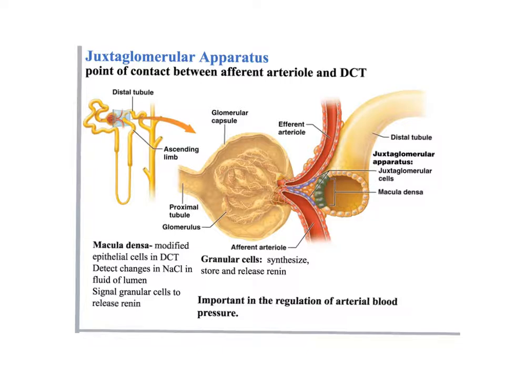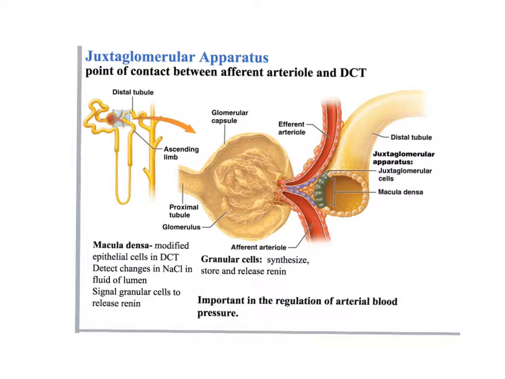If there is too much salt, what's going to happen here? What's going to happen there? Okay, so they're important in recognizing this because then they're going to alter these. They're going to talk with these cells, okay, and help regulate the filtration that's occurring. Okay, so those macula densa cells will signal granular cells within this apparatus to release renin, right? And we had renin-angiotensin-aldosterone. What does that do?